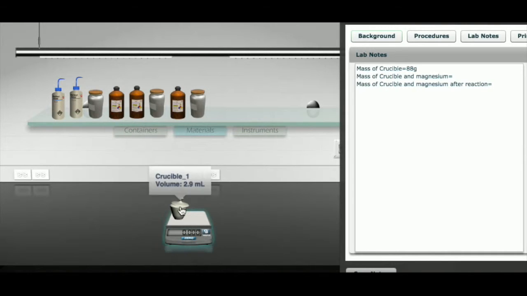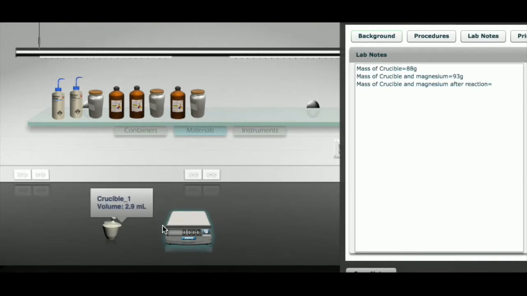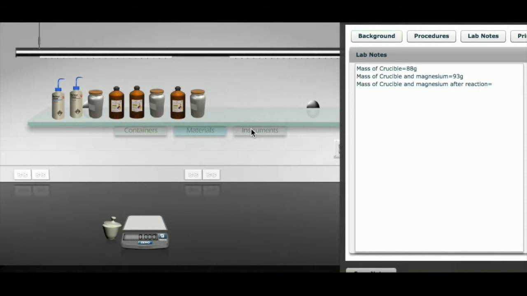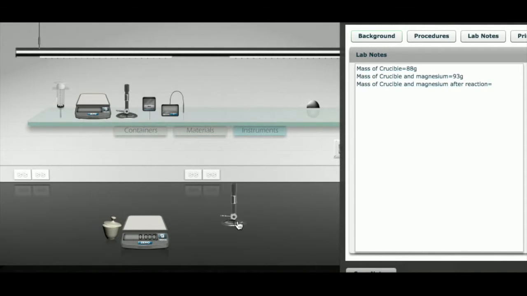We're then going to remeasure the combined mass, which we can see is 93 grams. We're then going to go back to the instrument shelf and take a Bunsen burner and place it on the workbench. We then place the crucible onto the Bunsen burner.